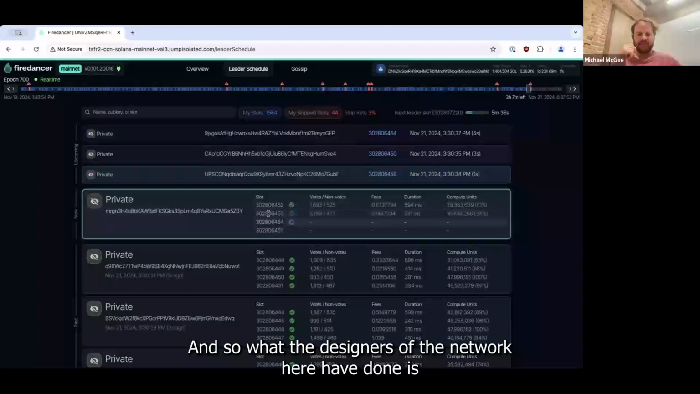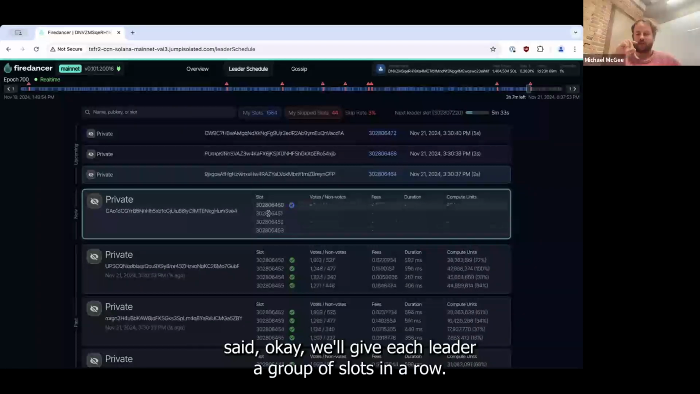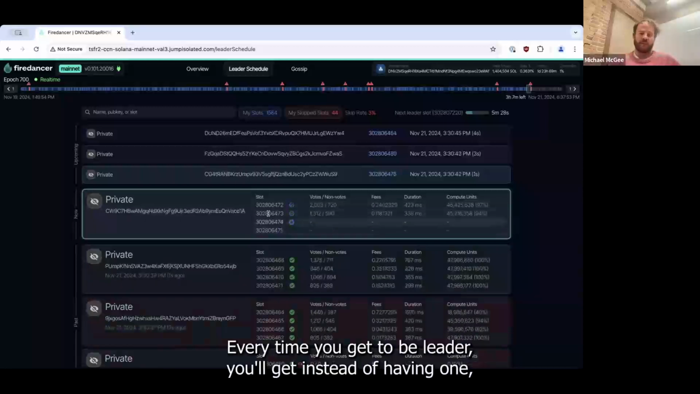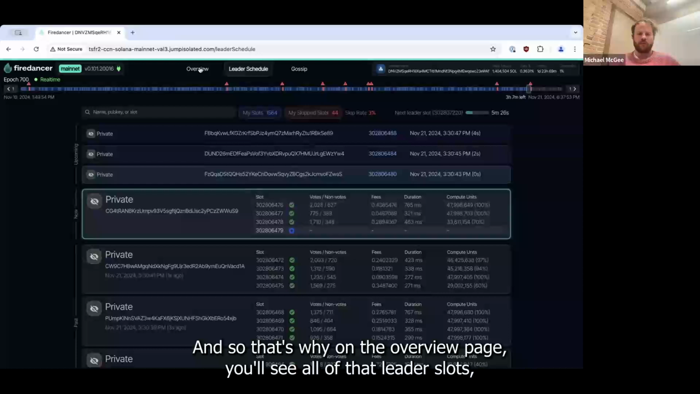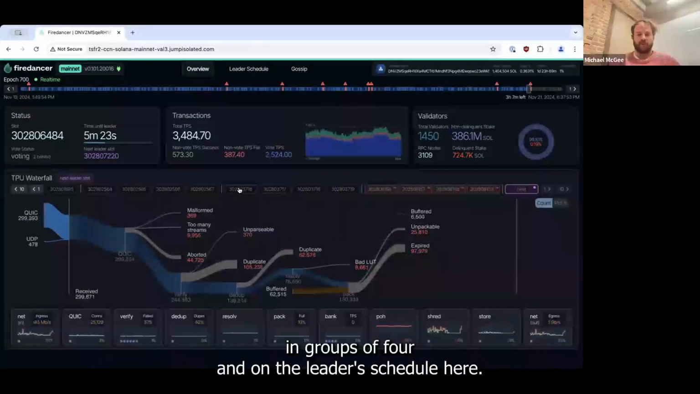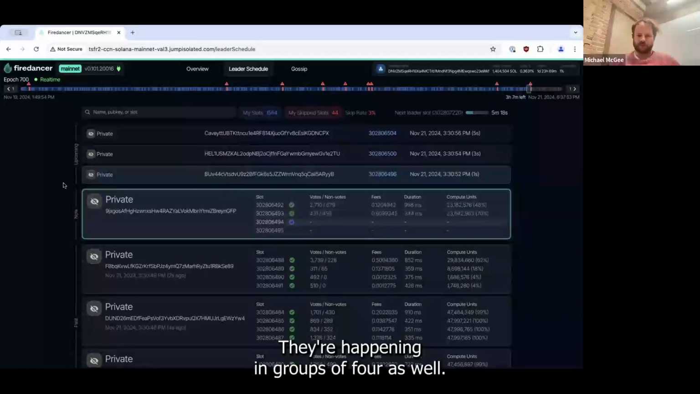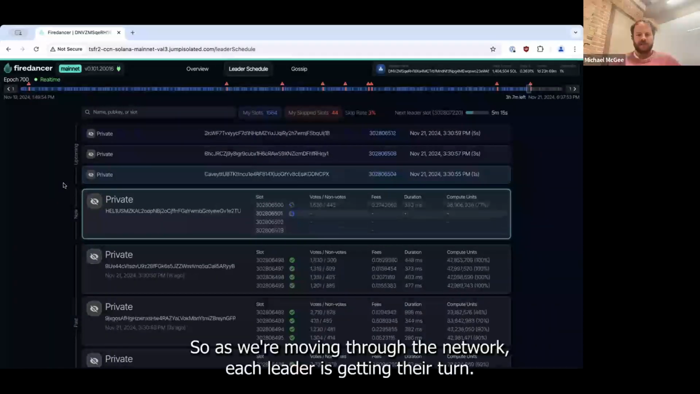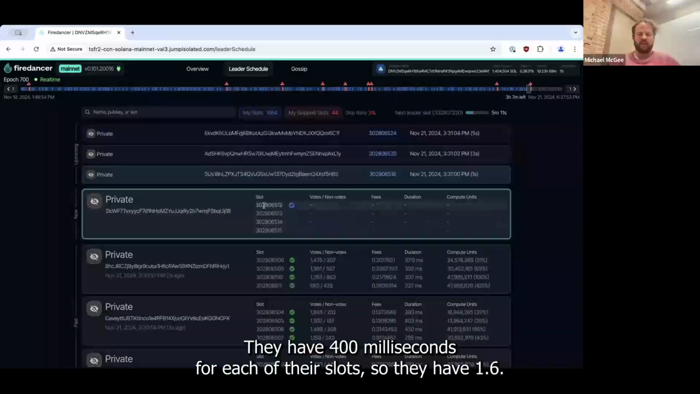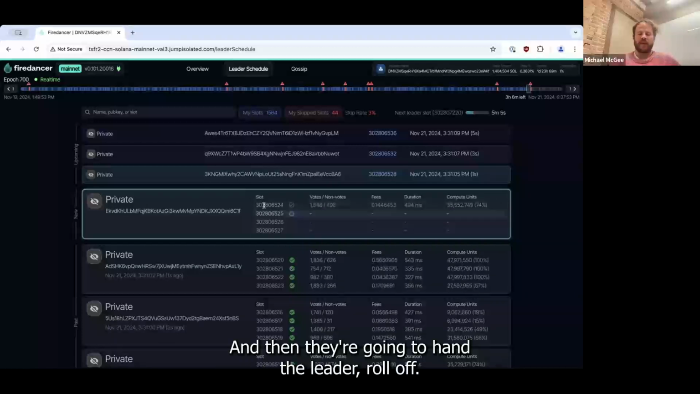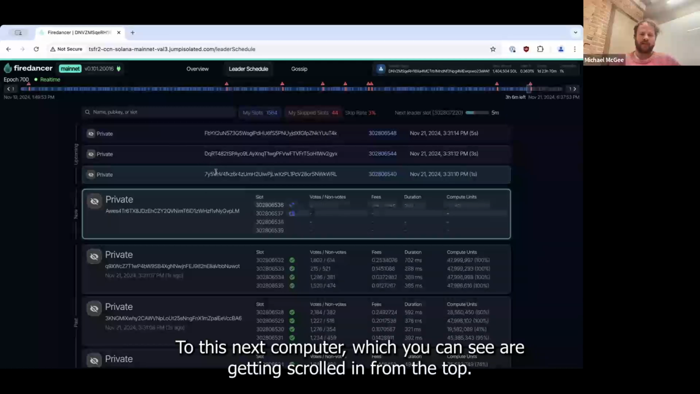And so what the designers of the network have done is said, okay, we'll give each leader a group of slots in a row. Every time you get to be leader, instead of having one, you'll get 4. And so that's why on the overview page, you'll see all of our leader slots are in groups of 4. And on the leader schedule here, they're happening in groups of 4 as well. So as we're moving through the network, each leader is getting their turn. They have 400 milliseconds for each of their slots, so they have 1.6 seconds as leader total to produce blocks. And then they're going to hand the leader role off to the next computer, which you can see getting scrolled in from the top.